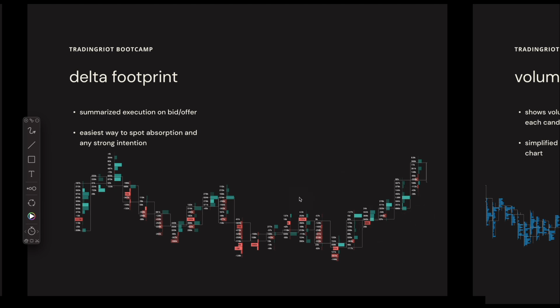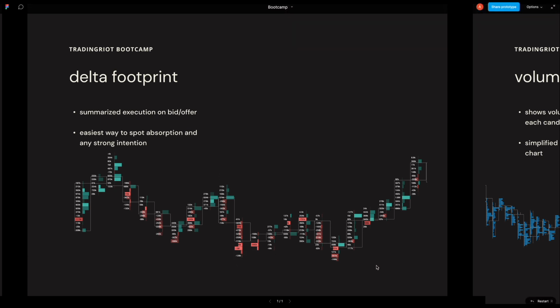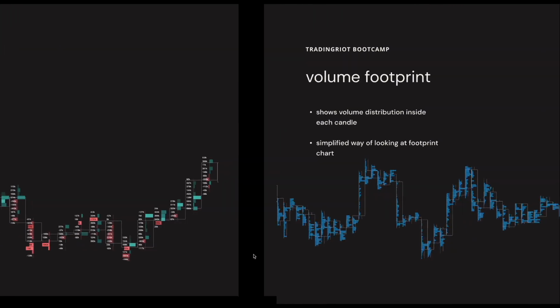The numbers here represent these sums of the bids and the offers. How I like to do things is that I have numbers for both bid and the offer, but the coloring I have only based on the dominant delta.